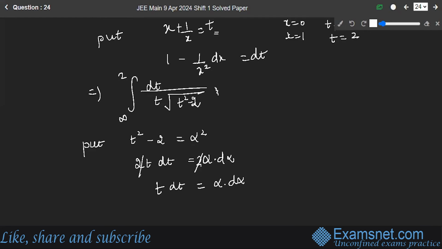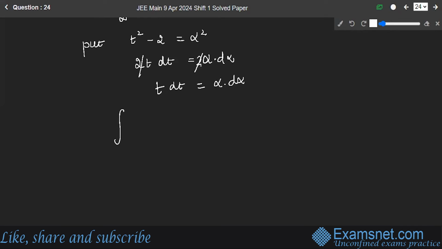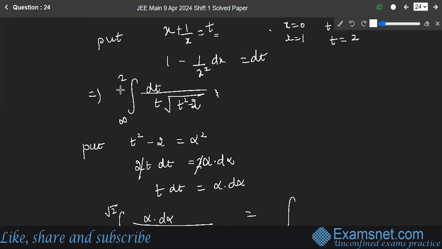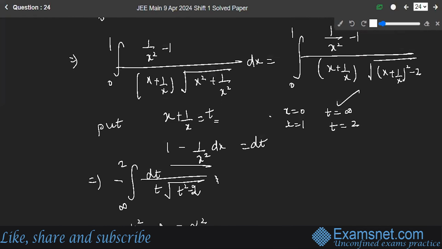Now this limit will be integral 0 to root 2. Again, the limits will change. When t is equal to 2, alpha square will be equal to 2, so alpha will be equal to root of 2 in that case. And this will become alpha into d alpha upon alpha square plus 2 into alpha, and here was your minus, and here was also minus. The reason for this: here you have 1 minus x squared dx is equal to dt, and this was 1 upon x squared minus 1. So this has to be minus over here.